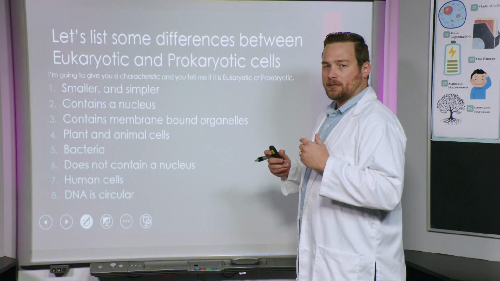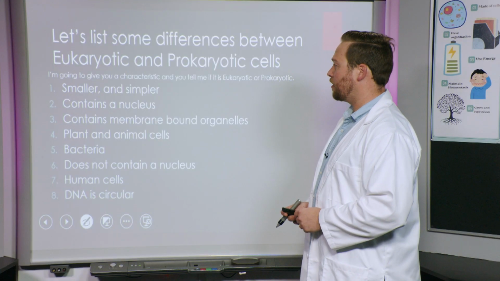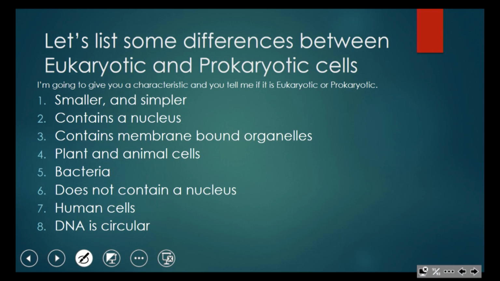All right, let's see what everybody came up with. All right, so number 1 says smaller and simpler. Which of those types of cells are smaller and simpler? Well, you might remember that those are the prokaryotic cells, okay? Prokaryotic cells, they're very old, they're very simple, okay?